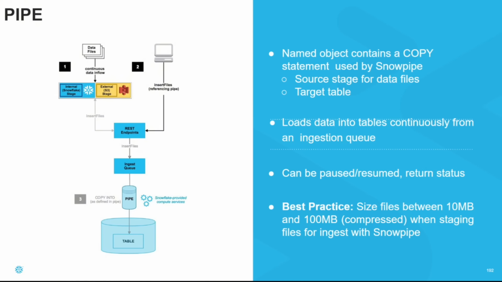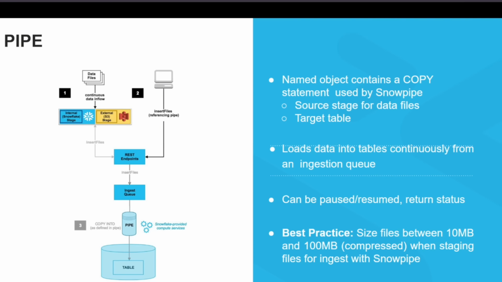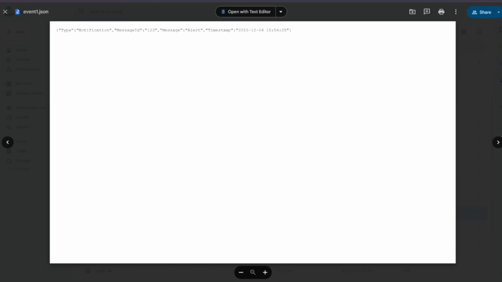And by using that Snowpipe, we are going to load some event data into our Snowflake table. For this activity, we are going to use some event data in JSON format. I currently have 3 events where I have the values such as type, message ID, message, and the timestamp. I have 3 events which I'm going to upload one after another in my S3 bucket, and by using the pipe, I will auto ingest this data into Snowflake.